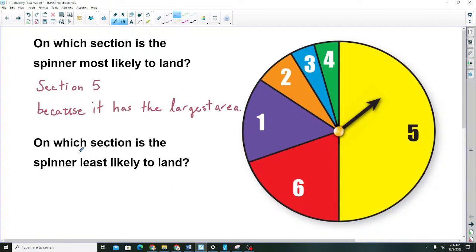So on which section is the spinner least likely to land? It looks like section 3 and 4, because these have the smallest area.